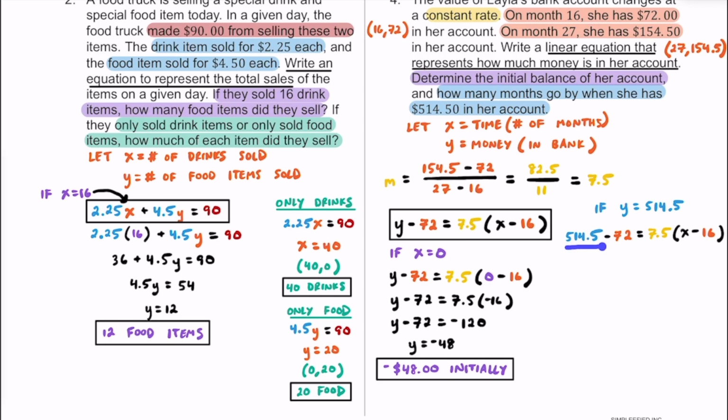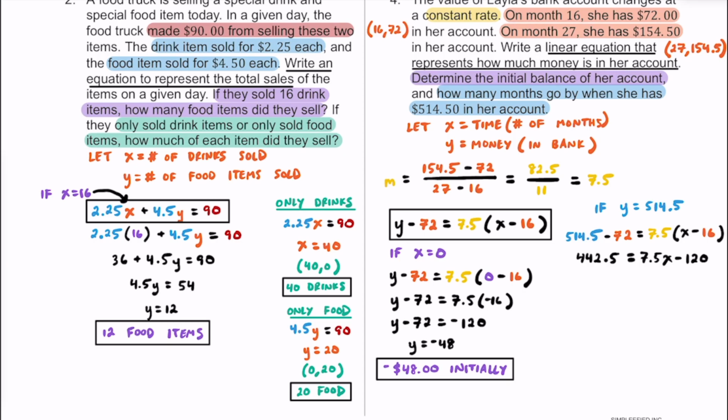Now if we subtract 514.5 minus the 72 on the left side here, we're going to get 442.5. And then on the right side, we can distribute the 7.5 to both of these terms over here. So 7.5 times x is just going to be 7.5x. And then 7.5 times that negative 16 is going to be negative 120. So we can write minus 120.